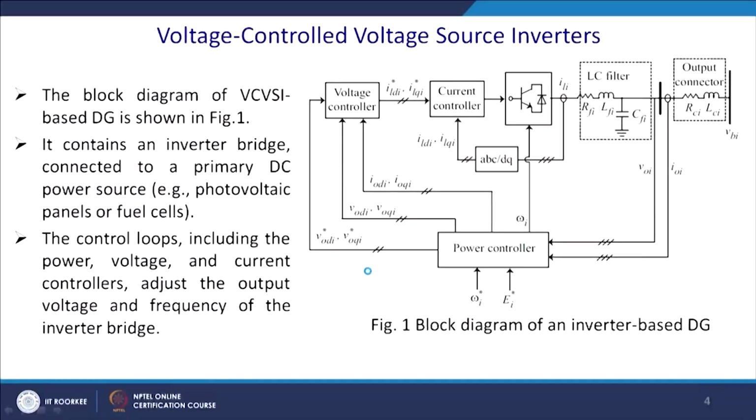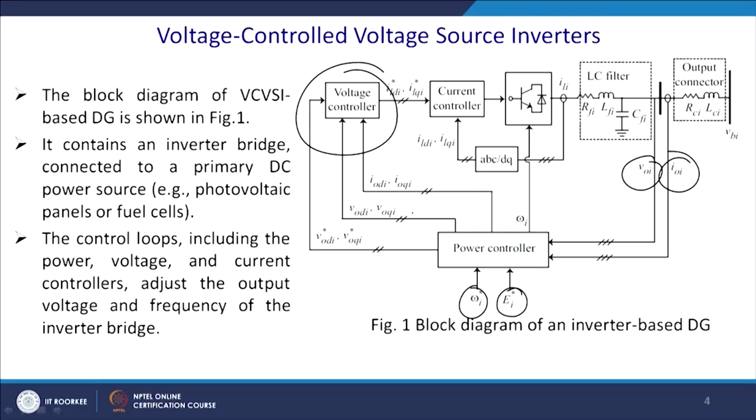Now, this is the block diagram of the voltage controlled voltage source inverter. You will have a voltage controller that will control the terminal voltage of the inverter, and it will take input from VOI as well as IOI, and ultimately it will check the frequency as well as the terminal voltage, or the required voltage to be connected to the grid side. Thus you have a power controller, and thereafter it will feed input in the DQ frame, that is VDOI and VQOI, to the controller.